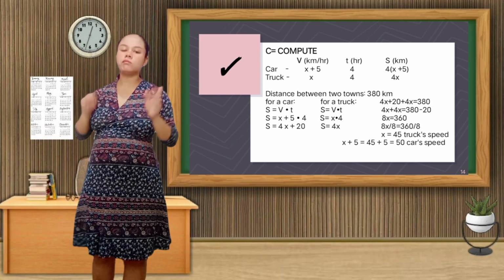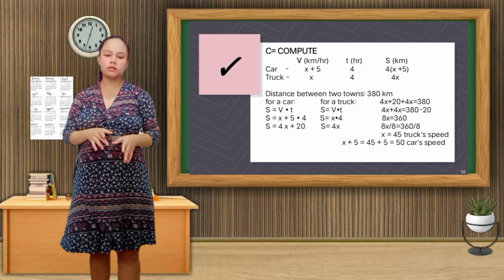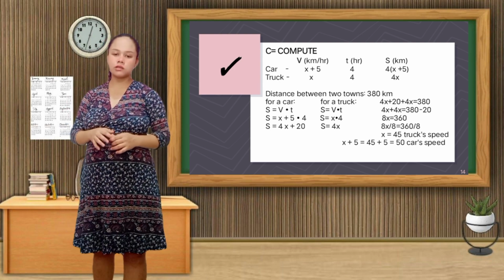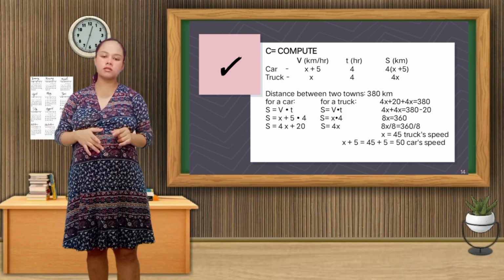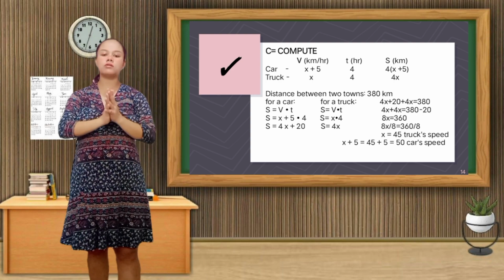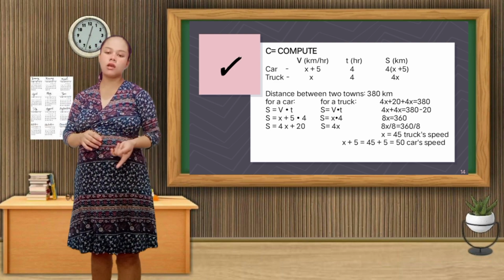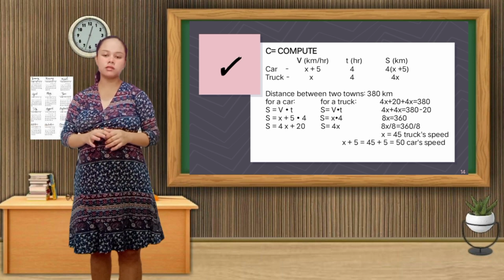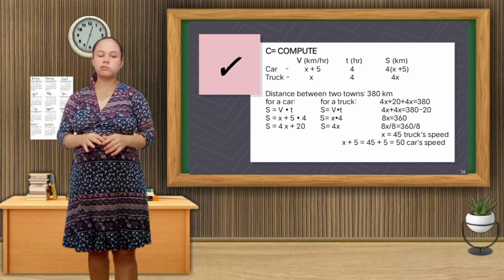The next step is to compute. So we have the velocity of the car is x plus 5, and the time is 4, so the distance is 4 times x plus 5. Then the truck is x and 4, so 4x. So the distance between the two towns is 380 kilometers. So for the car, we have S is equal to V times T. So the velocity is x plus 5 and the time is 4. So we have x plus 5 times 4 is equal to 4x plus 20.